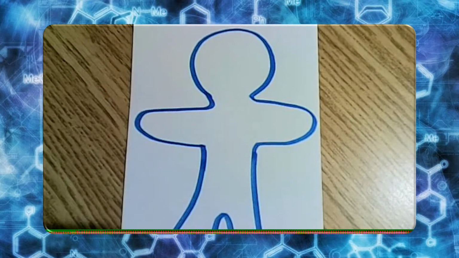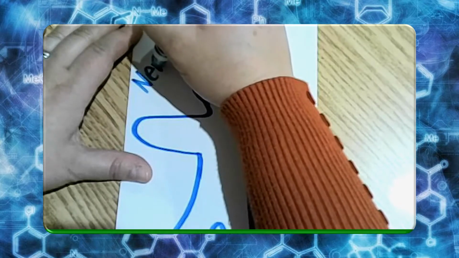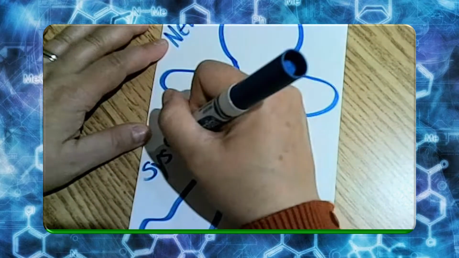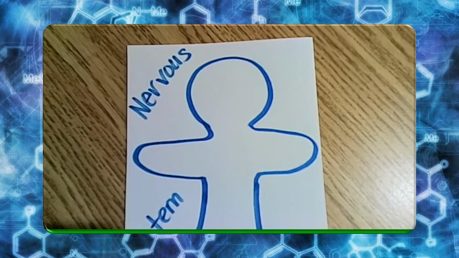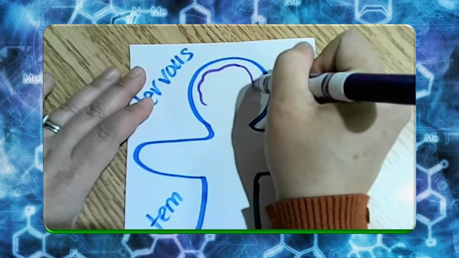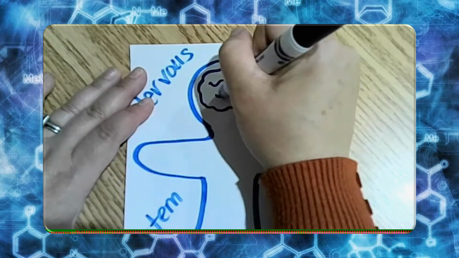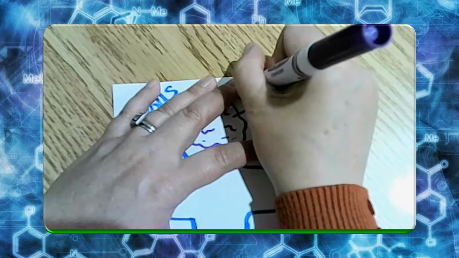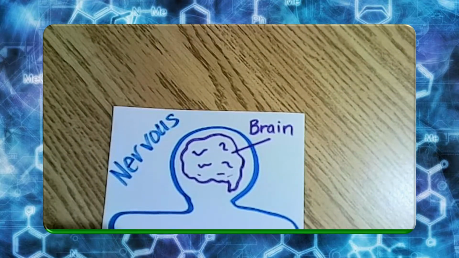So I've got my man here, and I'm going to go ahead and label it Nervous, and then I'm going to put system down here. It's kind of an art/science project here. So the next thing I'm going to draw is the key part of the nervous system, and that is the brain. Now the brain has a brain stem here, and then I'm going to do a bunch of squiggles inside of it like that. Okay, and I'm going to draw a line so that I label it brain.